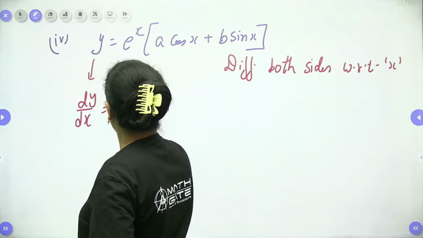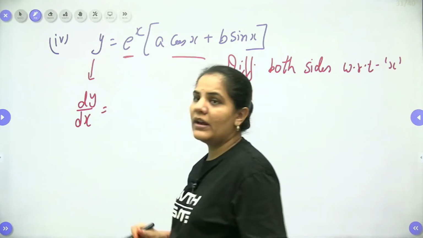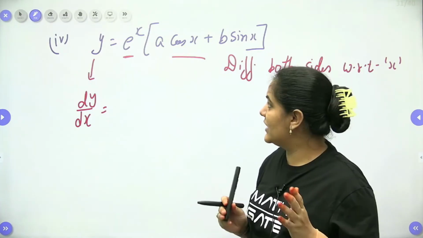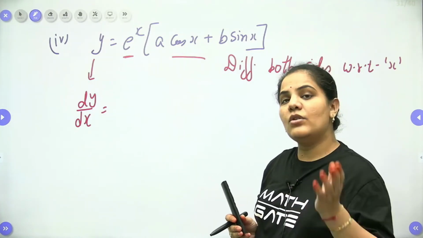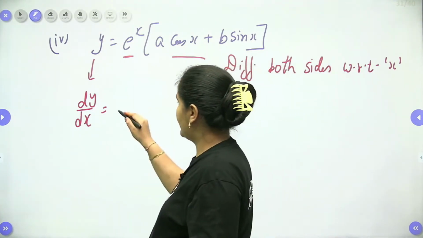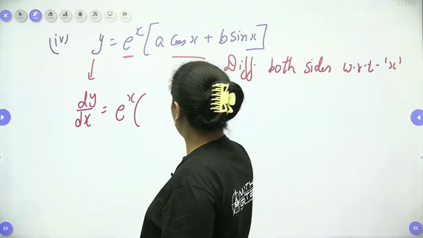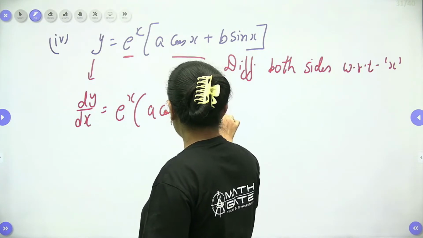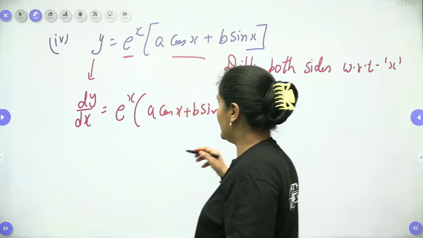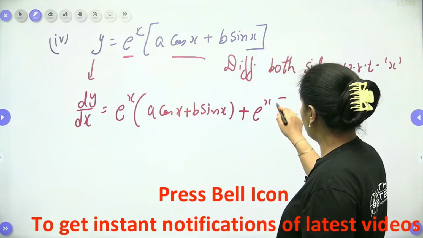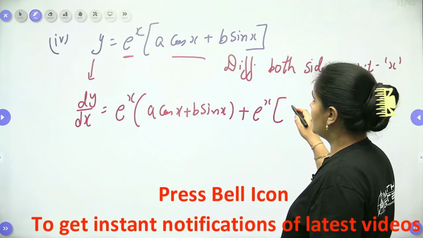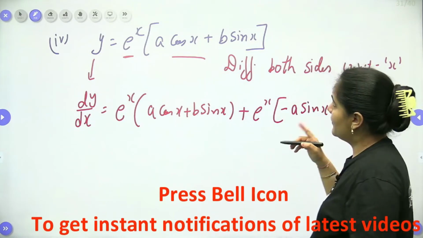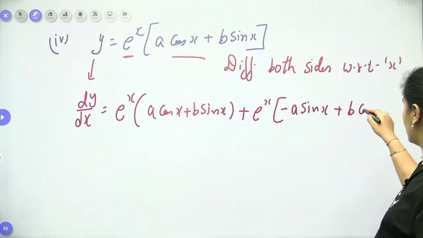Yes, exactly. Here you are having u into v form. First of all you have to differentiate the first function, that is u. Okay, then you have to differentiate the second one. So let's differentiate e power x. It will remain unchanged, so a cos x plus b sin x is as it is. Now let's take e power x as a constant and differentiate a cos x. The differentiation of a cos x will be minus a sin x. The differentiation of b sin x will be b cos x, dear students.